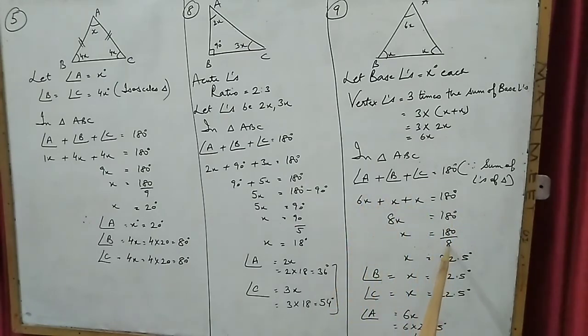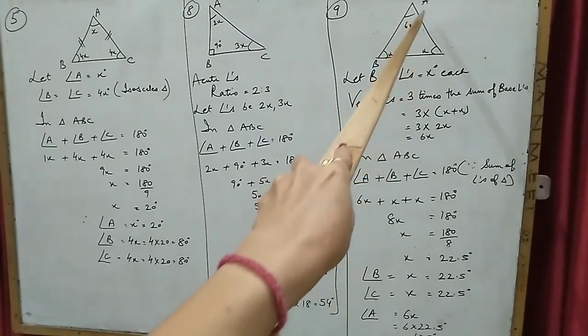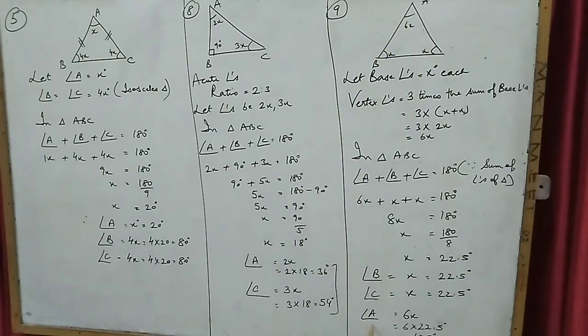So we divide this by 8. When we divide, we will not get a whole number. We will get the answer in decimals, 22.5 degrees. Angle B is 22.5. Angle C is 22.5. So this is 6x, so we will multiply 22.5 with 6. We will get 135. Now children, I want to clarify.